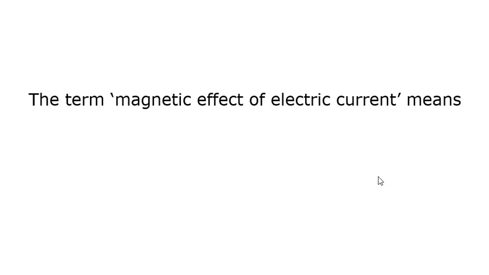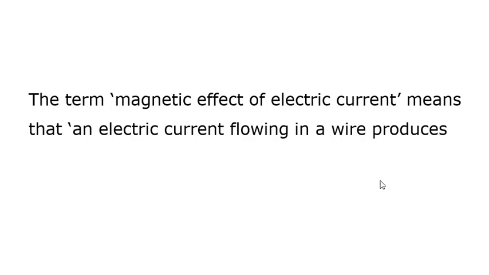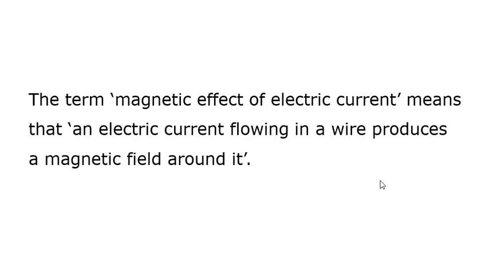Now the term magnetic effect of electric current means that an electric current flowing in a wire produces a magnetic field around it. In the last chapter we have seen the heating effect of electric current. We have seen that when current is flowing through a conductor, heat is generated in the conductor. In this chapter we will see one more property: when current is flowing in a conductor, it creates some magnetic field around itself. That means it behaves as a magnet.